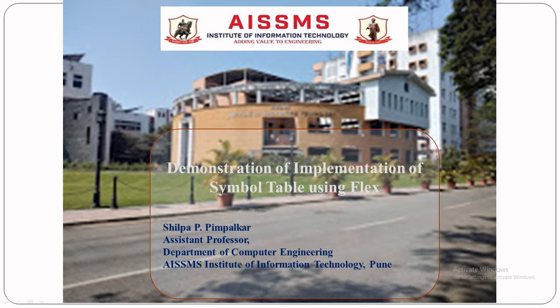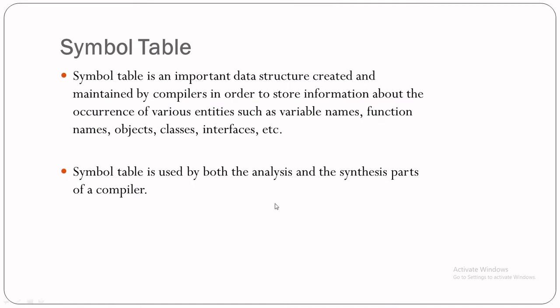Today we'll discuss what a symbol table is and how to create a symbol table using Flex. A symbol table is an important data structure created and maintained by the compiler in order to store information about the occurrence of various entities such as variable names, function names, objects, classes, interfaces, etc.